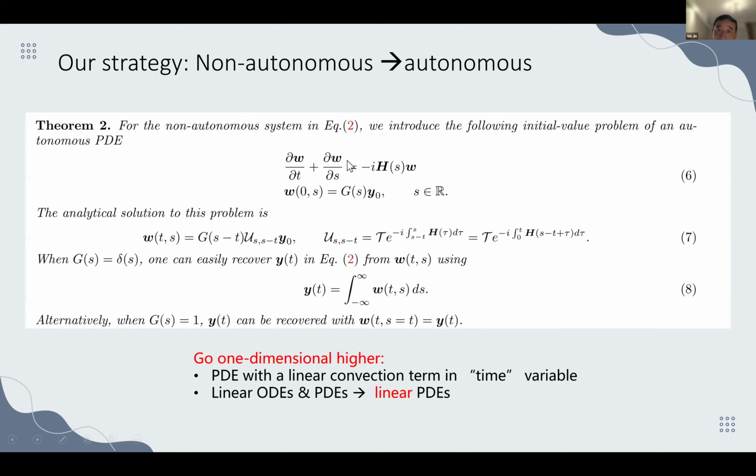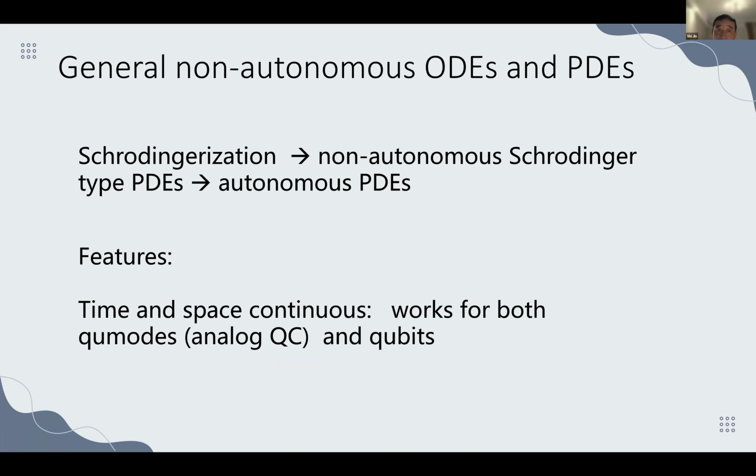But look at our W equation. If the original system is linear, we remain linear. So this makes it easy for a quantum computer. That's for unitary operators. For a general non-autonomous ODE or PDE, of course, you can first do the Schrodinger transformation to make the Schrodinger operator. Then you change this non-autonomous Schrodinger into an autonomous Schrodinger by adding one more dimension.